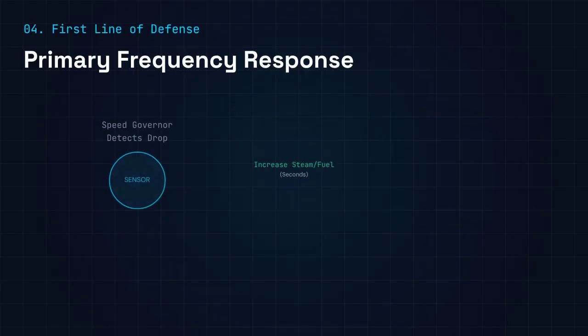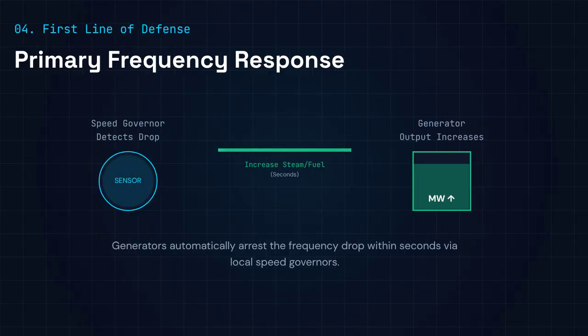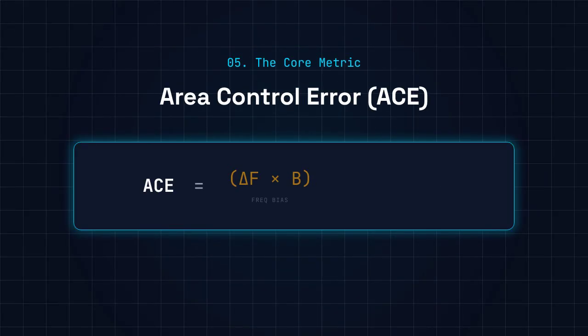A first line of defense is primary frequency response, the governor. Every large generator has a speed governor that automatically detects frequency deviations. Within seconds, it adjusts the valve controlling steam or fuel flow. More fuel means more torque, more output, and frequency recovery. This happens automatically with no human intervention. Primary response stabilizes frequency but doesn't fully restore it to nominal.